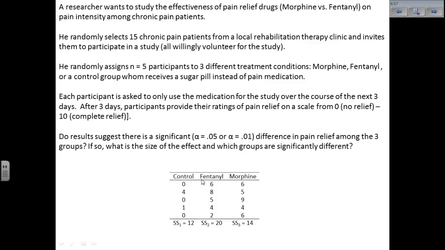So in this case, we're hoping for 10s, right? We want more relief if we think that a specific drug is going to be working. So the question is, do results suggest there's a significant difference in pain relief among the three groups? And if so, what's the size of the effect and which groups are significantly different? So keep in mind here, there's no one or two-tailed test. The ANOVA only tells you there's a significant difference somewhere, but you need to do Tukey's post-hoc analysis to figure out which groups are significantly different, to then figure out which groups have higher and significantly lower scores. Also, for this example, I'm going to do it with an alpha level of 0.05 and 0.01 just to show you both ways to do it. In practice, you'll only have one alpha level given to you.